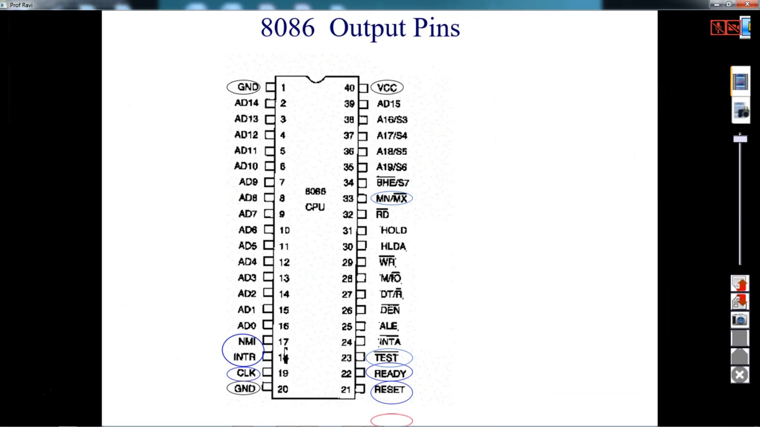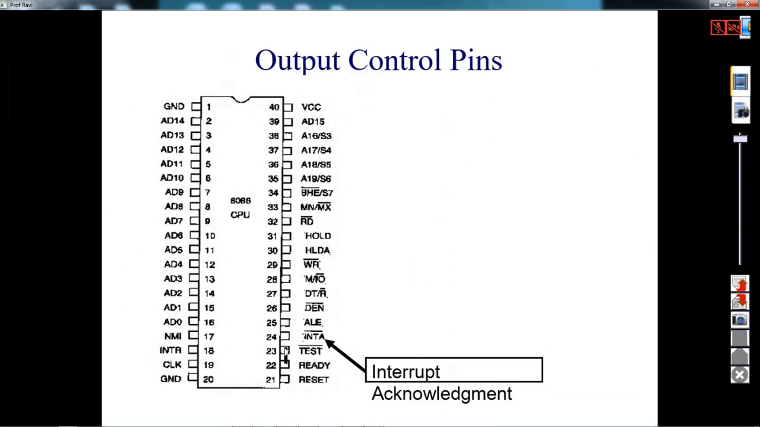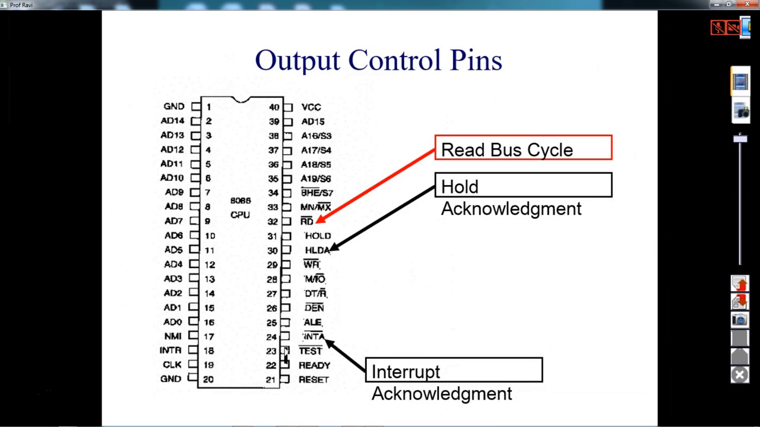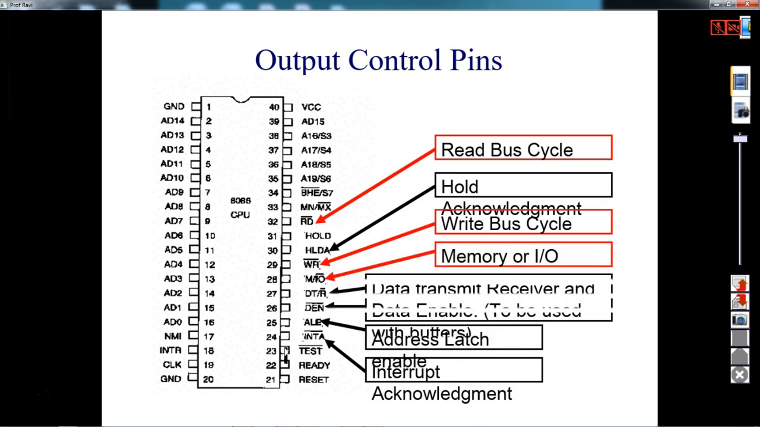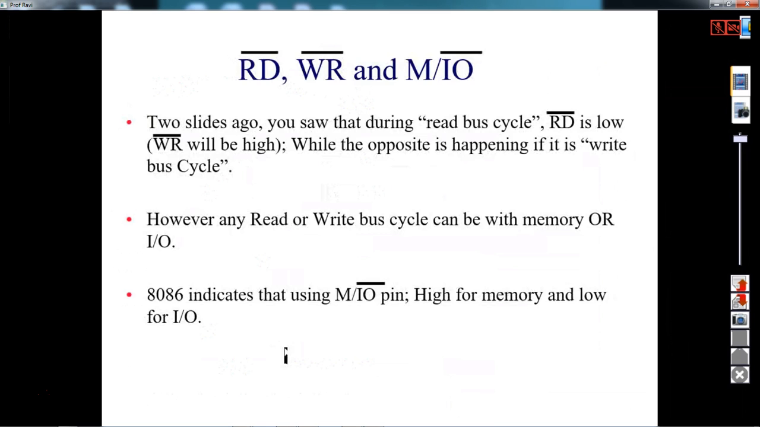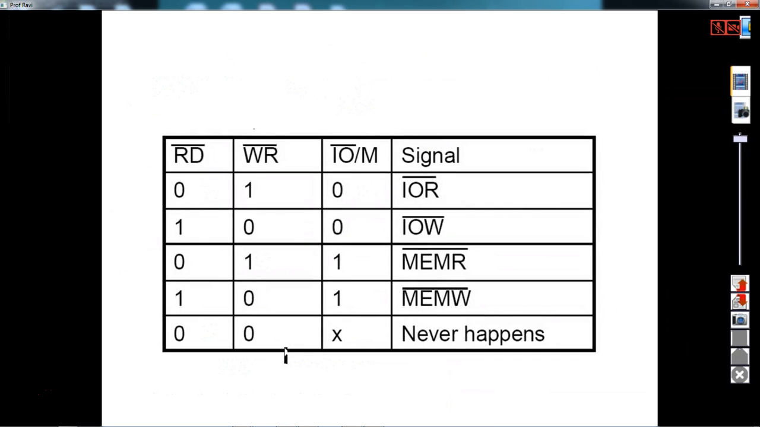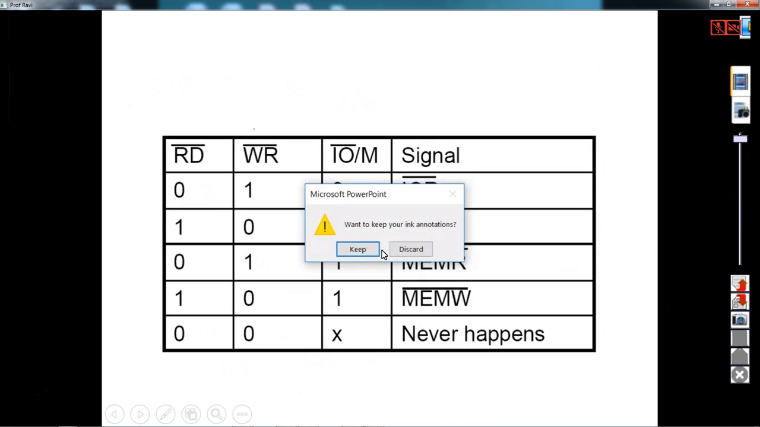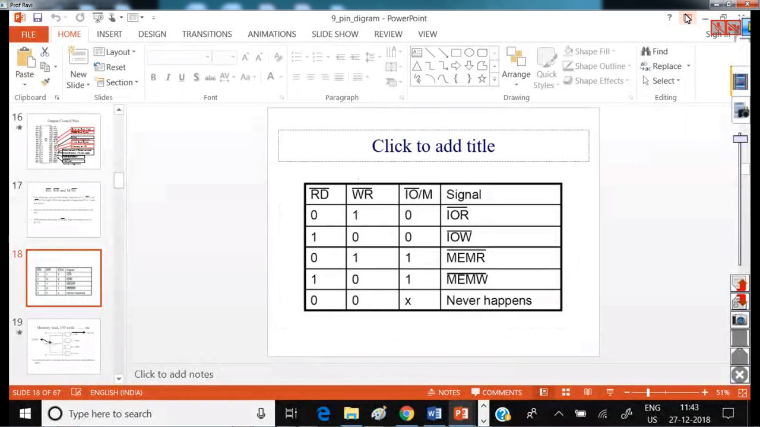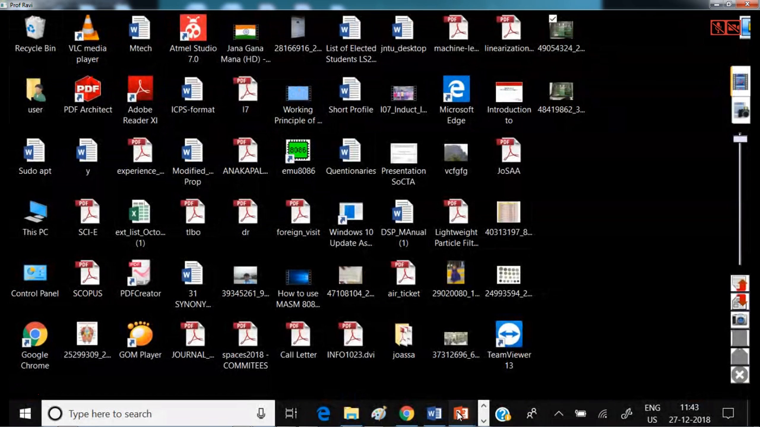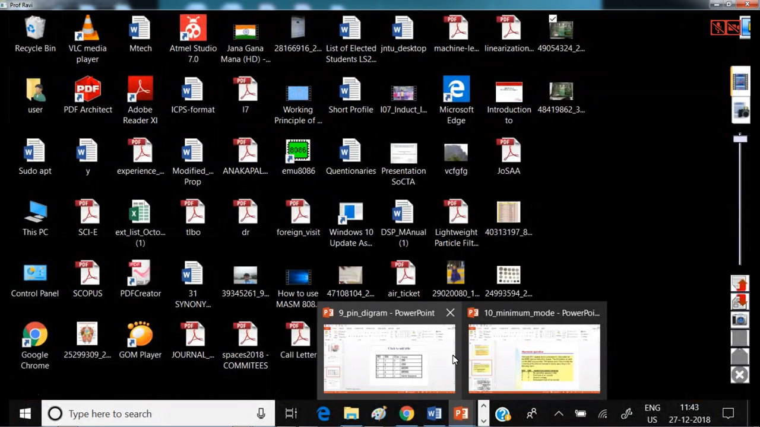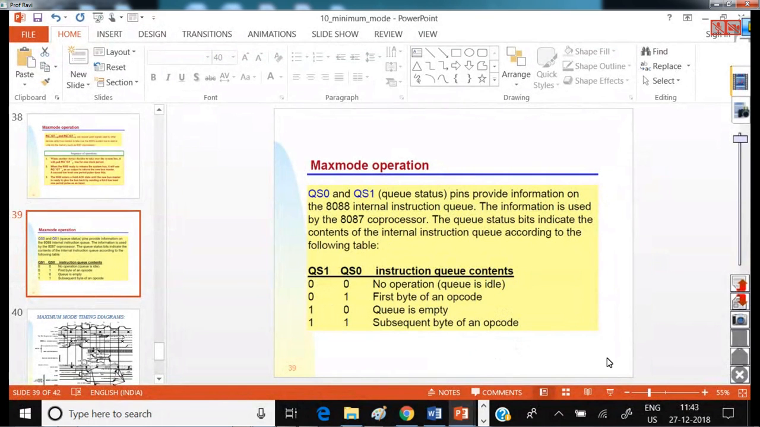NMI is a non-maskable interrupt. So these are the pins. Now let us try to see each and every pin's function. What do minimum mode and maximum mode mean?